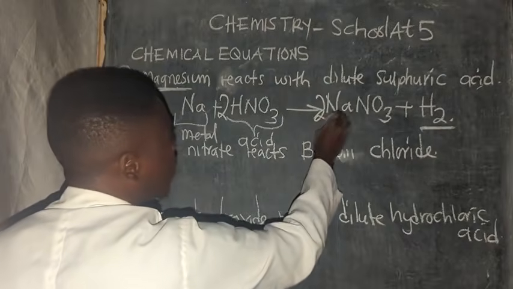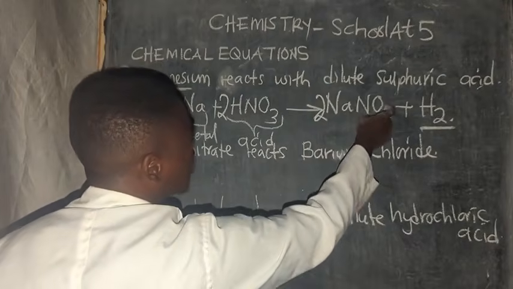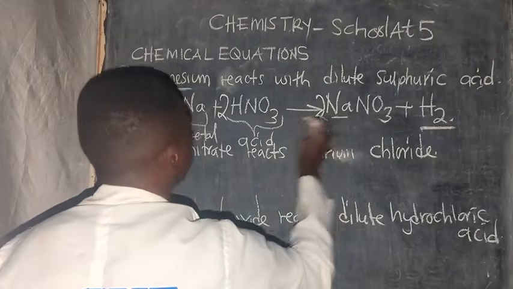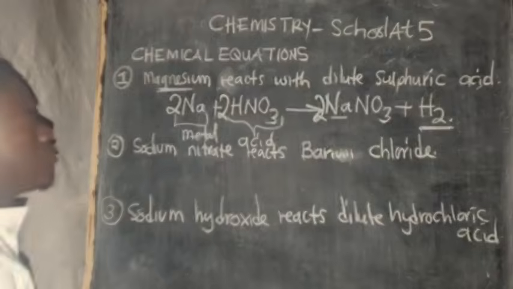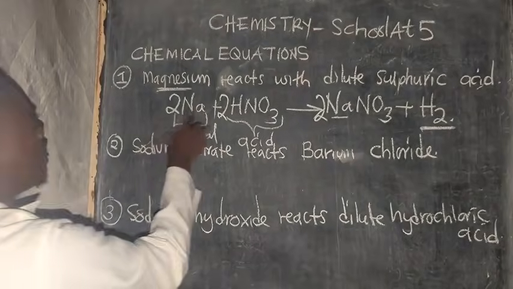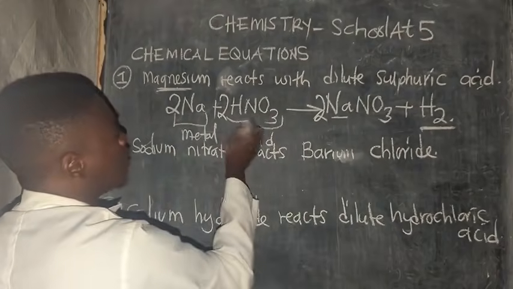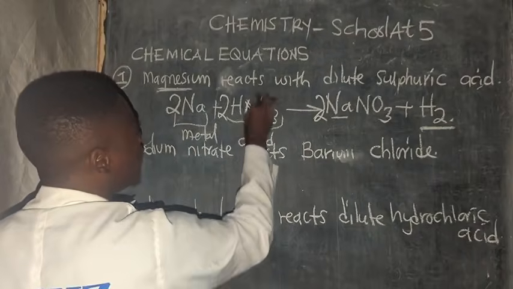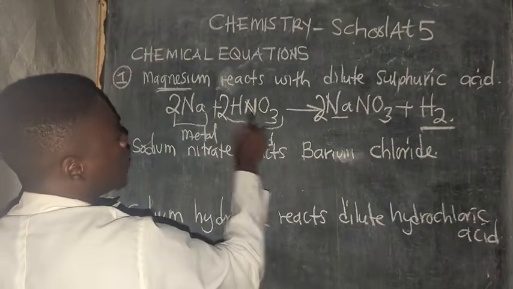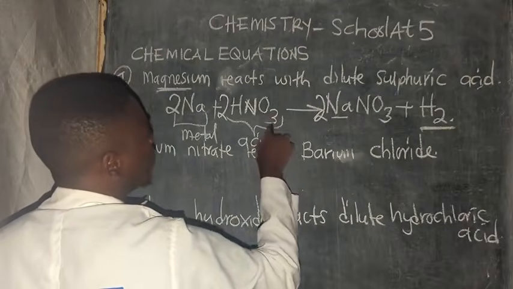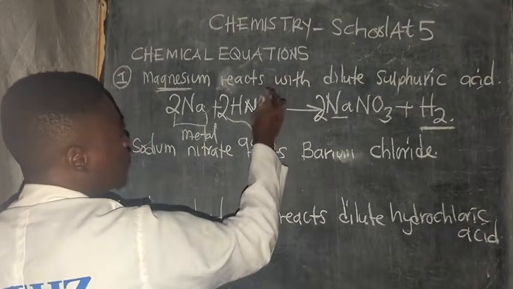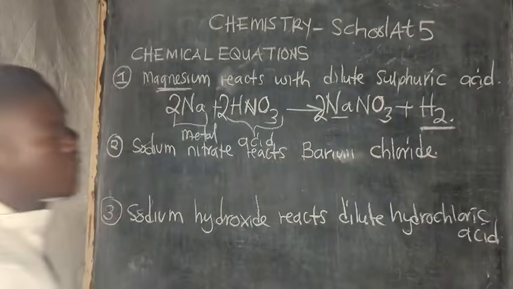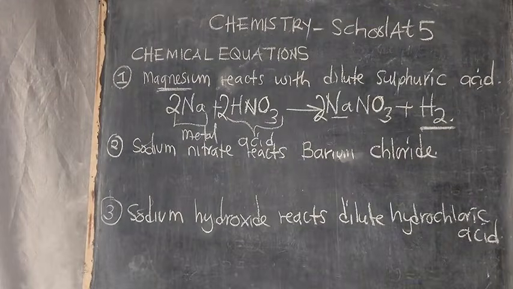When you put a 2 here, this one is balanced. Hydrogen is also balanced. But sodium, we've put a 2, so we also need to include a 2 there. So sodium 2, sodium 2. Hydrogen 2, hydrogen 2. Any 2 there. This one is 6, 3 times 2, 6. Oxygen 6, even oxygen 2 times 3, oxygen 6. This is what you need to know.